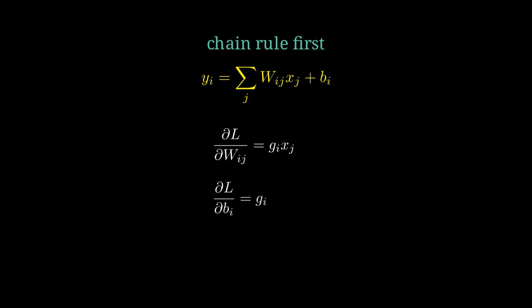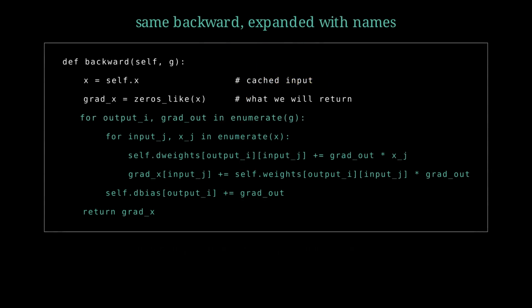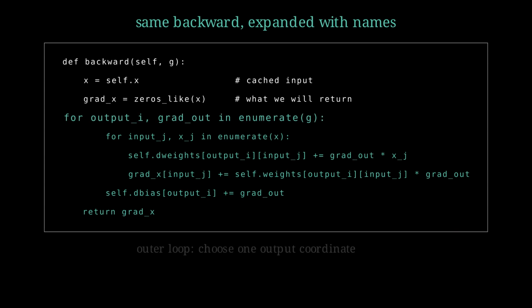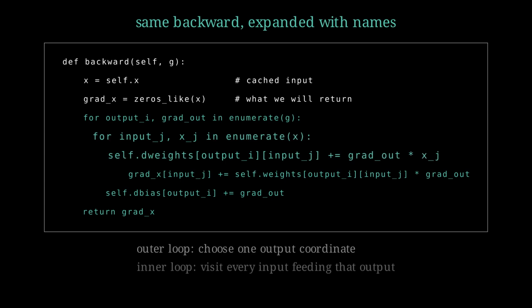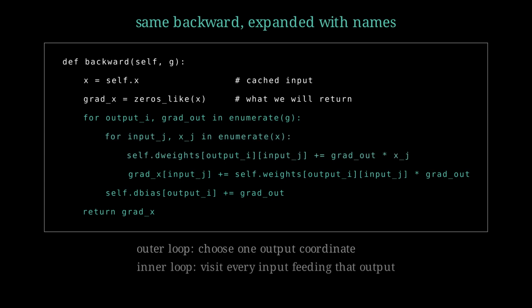The returned gradient is the one for the previous layer. Input x_j fed every output, so we add up, across all outputs, weight w_ij times incoming gradient g_i. In matrix language, that last line is W transpose times G, but the loop version is easier to see first. Here is the same backward pass written a little more pedagogically than the compact source version. The outer loop chooses an output coordinate, output 0, output 1, output 2. The variable grad_out is the piece of G for that output. The inner loop walks across the inputs that fed that output.